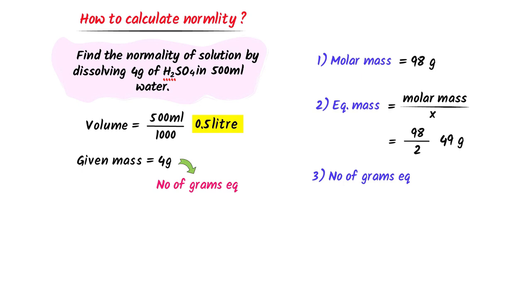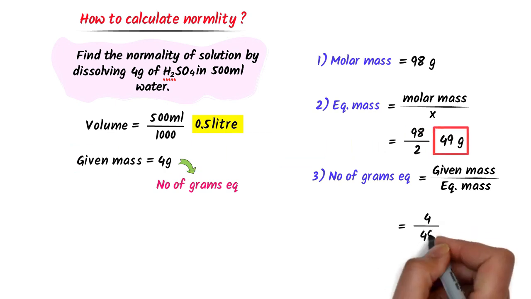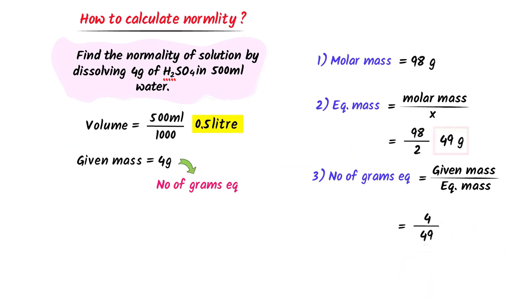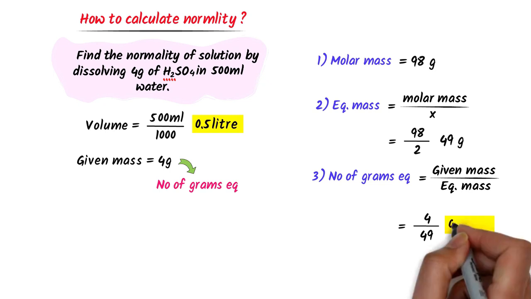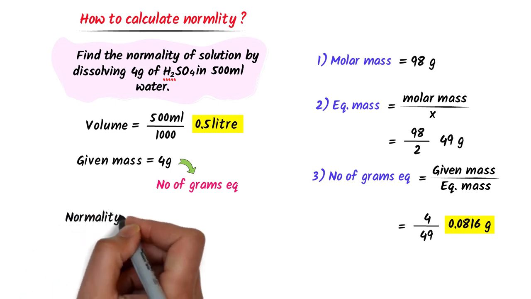Thirdly, to find the number of grams equivalent of solute, we divide given mass by equivalent mass. Now the given mass is 4 gram and the equivalent mass is 49 gram. After calculation, I get 0.0816 gram. Lastly, I calculate the normality.